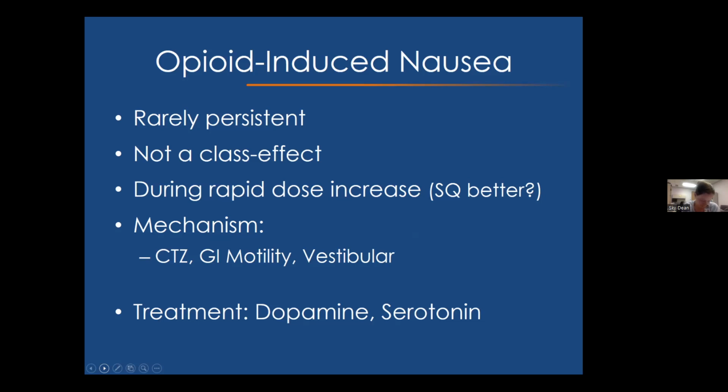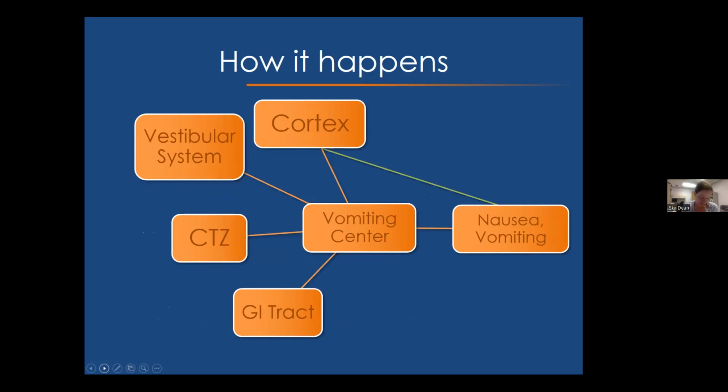I used to say, let's give you a dose and see how you tolerate it. And I've learned just pre-medicate, it's fine. They get an extra dose that they might not have needed, it's okay. So how does nausea happen?